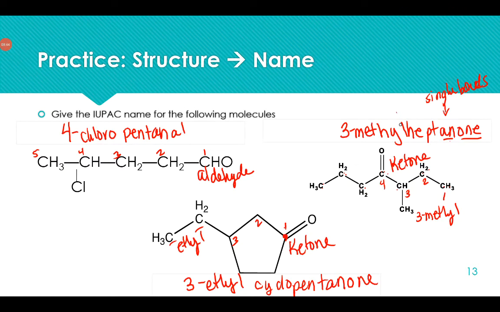I realized that up here I didn't put the number for the ketone, and I need to put the number. So that's 3-methyl 4-heptanone. Location of ketone.